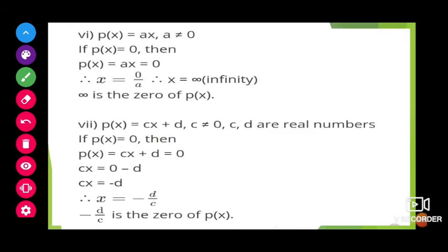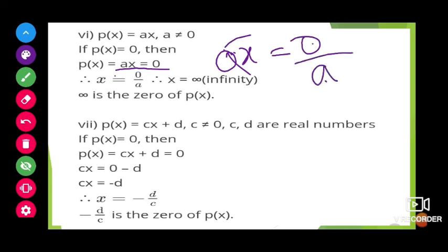Next, p of x equals ax. Same way, ax should become 0. So here ax should become 0, so ax equals 0. Now I want x. So this multiplication by a will go to the other side for division, that is 0 by a. 0 by anything is 0. So in the place of 0 only it will become 0.